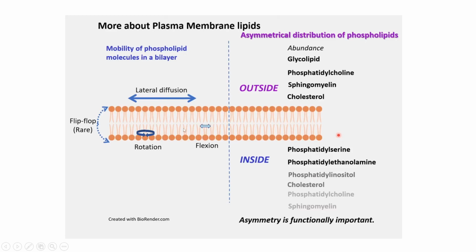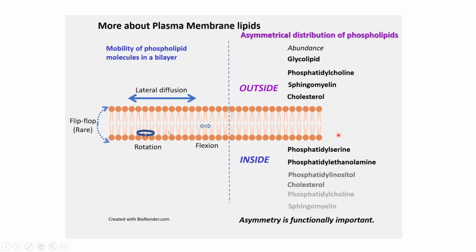It can move along its own axis as well, at its own position. And there is also rotation found in a single fatty acid molecule, a single phospholipid molecule. There is also a rotation found. So these three movements are common: rotation, flexion, and lateral diffusion.